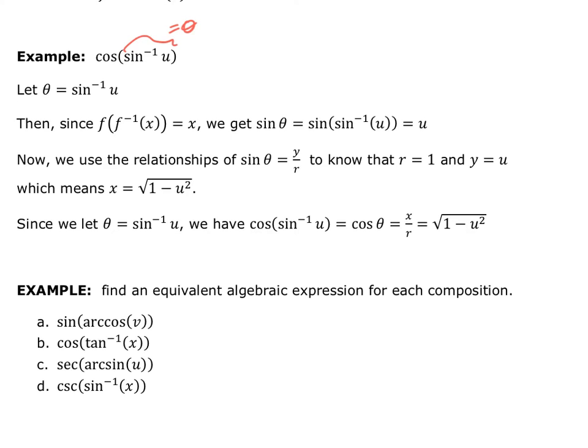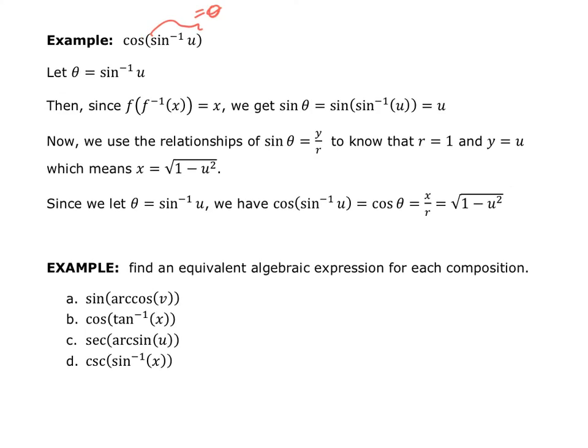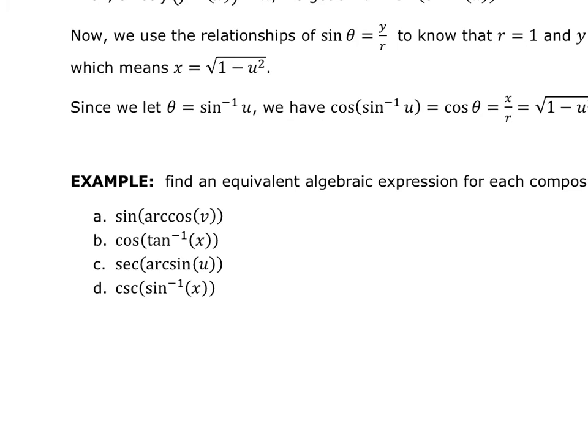Let's go through another example, though. Which one of these lovelies would you like me to do? Okay, we'll do number C. So the first thing I'm going to do is say let theta equal the arc sine of u. If I take the sine of both sides, what does that mean? Do you square both sides? Do you take square roots of both sides?